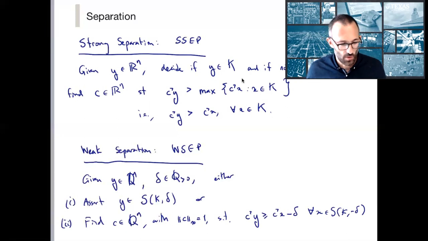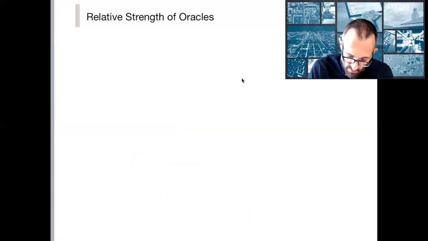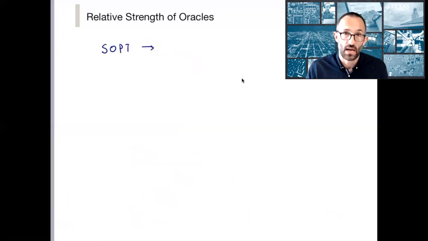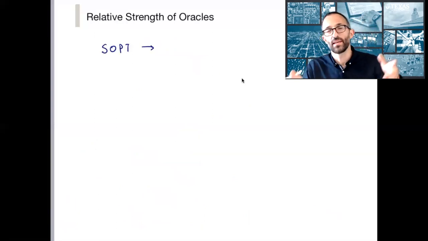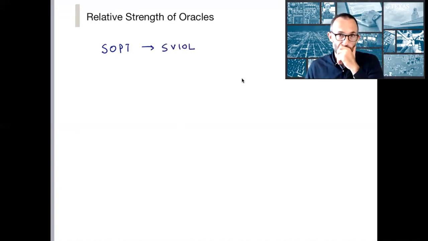So now let's look back at the 4 oracles, and let's note their relative strength. So some things are pretty straightforward. So strong optimization clearly implies, so what these arrows mean is that if I give you an oracle that solves a strong optimization problem, then you can solve the strong violation problem.